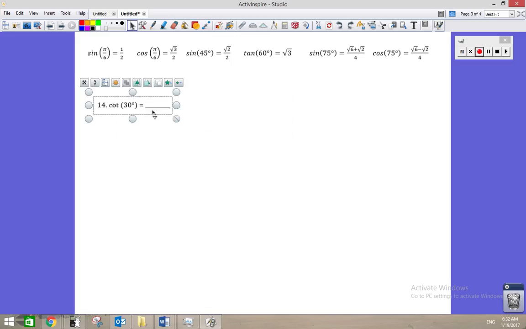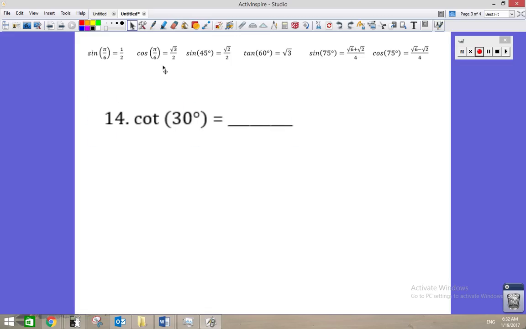The cotangent of 30 degrees, I look here among the lists and I don't see 30 degrees, but I do see the tangent of 60. Cotangent and tangent are cofunctions, and 30 degrees and 60 degrees are complementary. So the cotangent of 30 degrees is the same as the tangent of 60, and it tells me the tangent of 60 is radical 3.